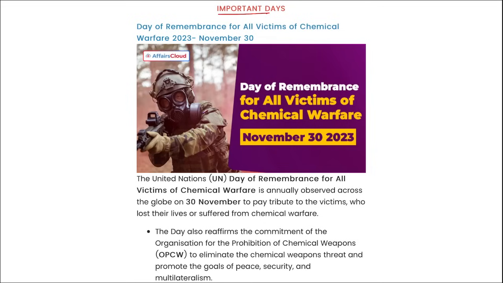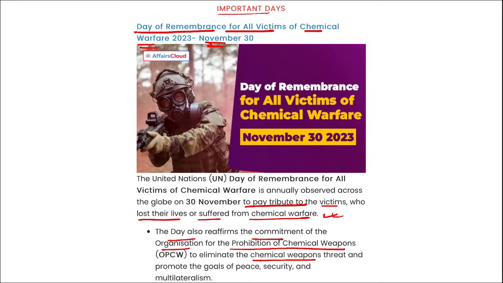Next important is the Day of Remembrance for all victims of chemical warfare 2023, observed on 30th of November. It is to pay tribute to the victims who lost their lives or have suffered from chemical warfare. The day also reaffirms the commitment of the Organisation for the Prohibition of Chemical Weapons to eliminate the chemical weapons threat and promote the global goals of peace, security and multilateralism. So this day is observed on 30th of November.